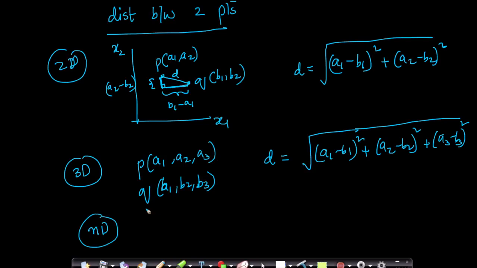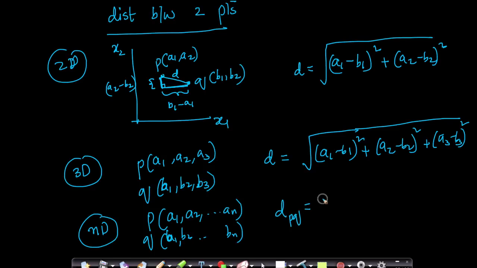Similarly, in ND space, if you have 2 points P and Q, such that point P is A1, A2, and so on and so forth, AN, and point Q is B1, B2, and so on, BN, we can write the distance between P and Q as square root of (AI minus BI) square, and I'll summate this from I equals 1 to n. I've just written it in more concise form.